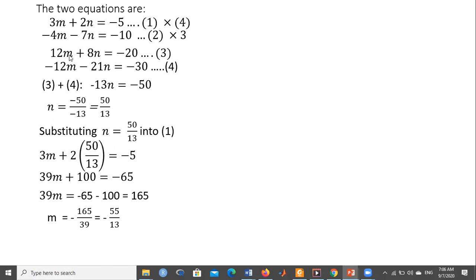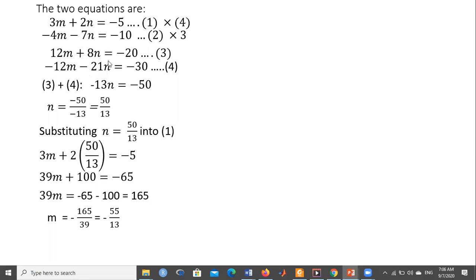So now, 2n plus 8n equal to minus 12, equation 3, and minus 12m minus 21n equal to negative 30, equation 4. Since we have different signs, we have to add equation 4 and equation 3. So we add, and 12m plus minus 12m, that all goes away.